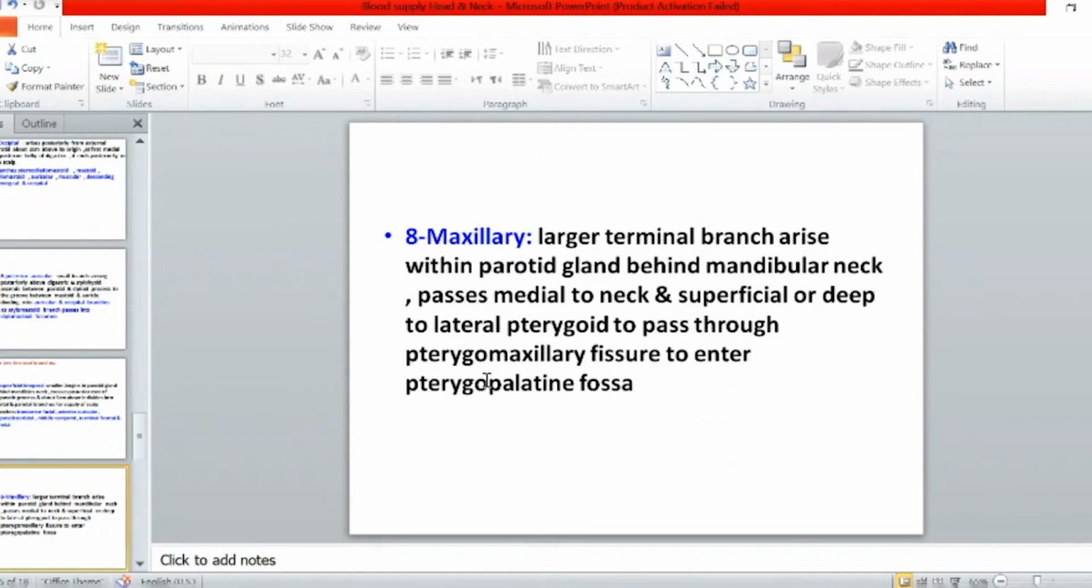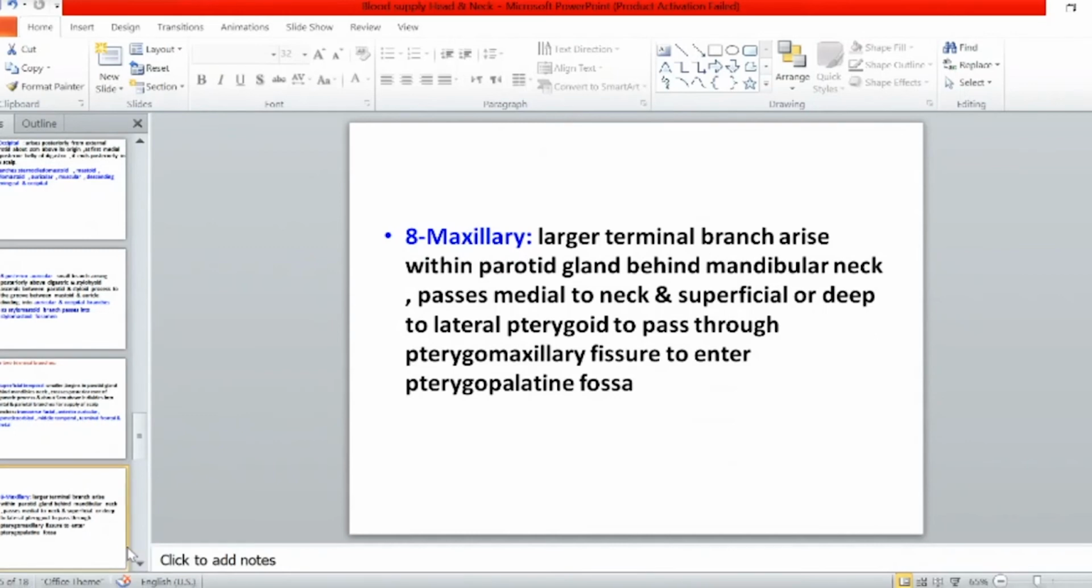So throughout its course, within the parotid gland behind the mandibular neck and medial to the neck, this is the first part of it. Then it passes into the infratemporal fossa, either superficial or deep to the lateral pterygoid muscle. This is its second part. Then it leaves the infratemporal fossa by passing through the pterygomaxillary fissure to enter into the pterygopalatine fossa.